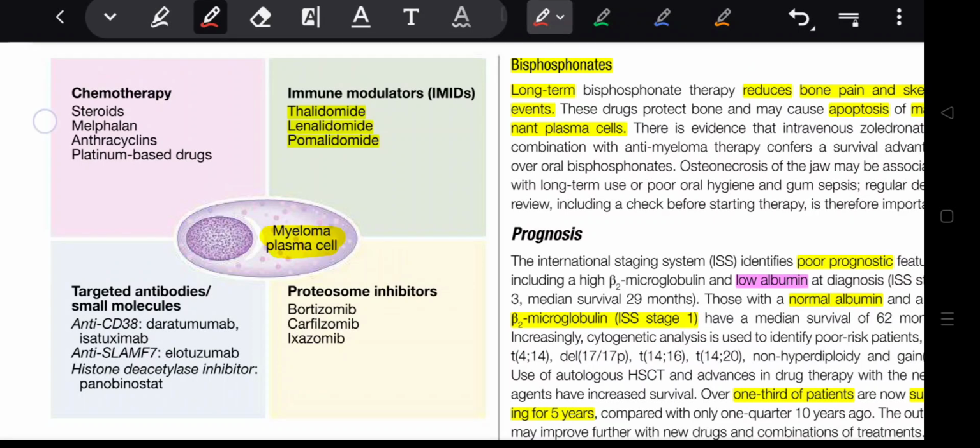Chemotherapy: steroid, melphalan, anthracycline, platinum-based drug. Immunomodulatory drugs: thalidomide, lenalidomide, pomalidomide. Proteasome inhibitors: bortezomib, carfilzomib, ixazomib. Targeted antibodies: small molecule, anti-CD38, daratumumab, isatuximab, anti-SLAMF7, elotuzumab. Histone deacetylase inhibitor: panobinostat.